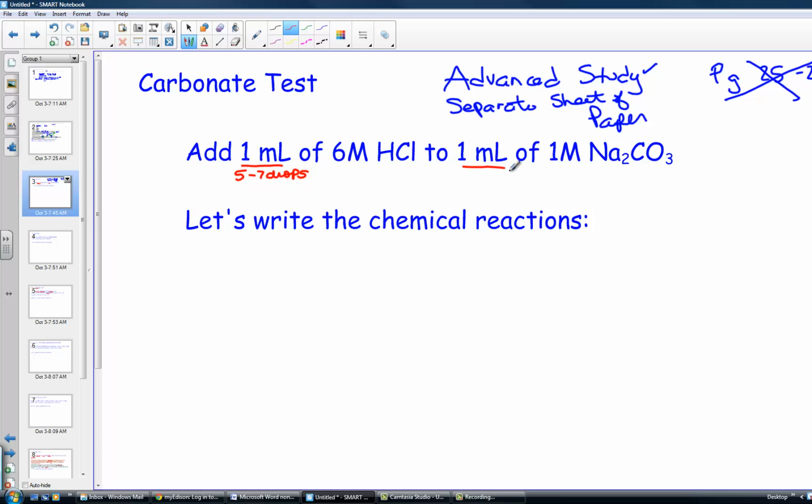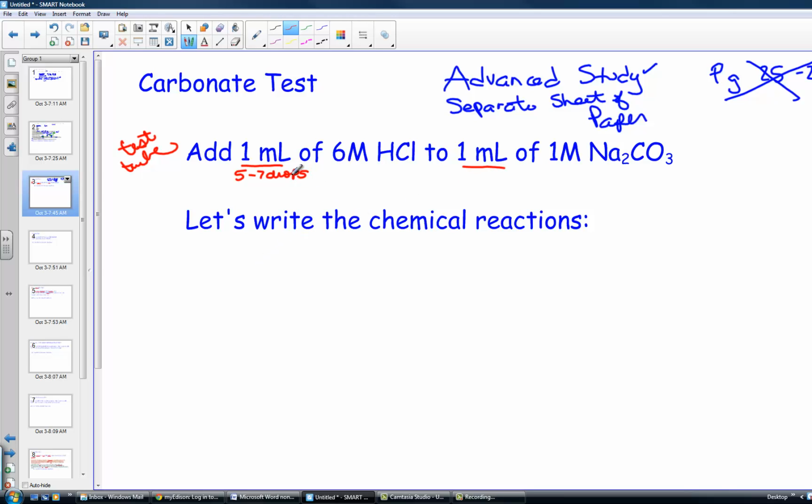The 1 ml of sodium carbonate is the other reactant. Again, 5 to 7 drops. Use a test tube for this particular reaction. Into a small test tube, place some acid in with some sodium carbonate. Quantity is not critical. Alrighty.